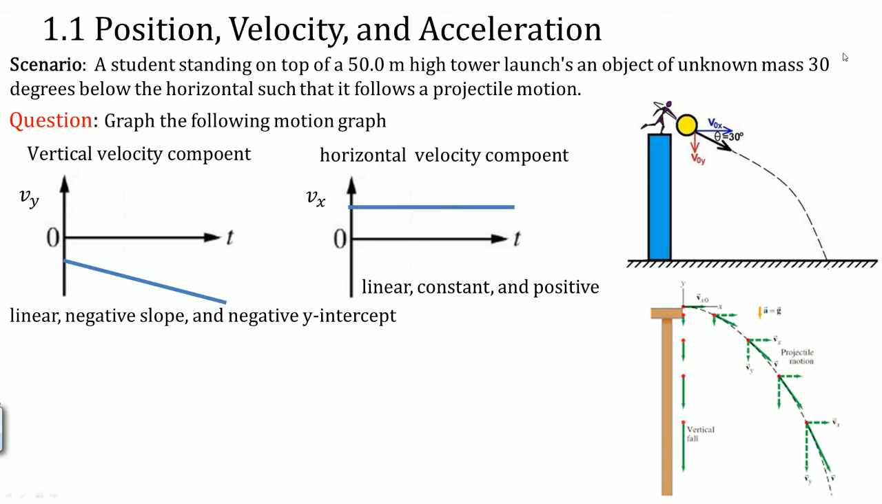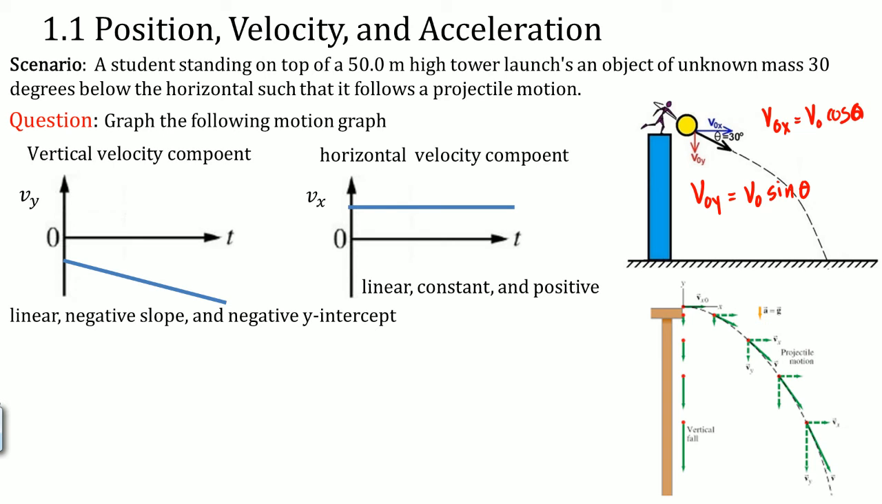If you would like to calculate it, the formula would be: the velocity in the x direction would be the velocity naught cosine theta. The velocity in the y direction would be velocity naught sine theta.